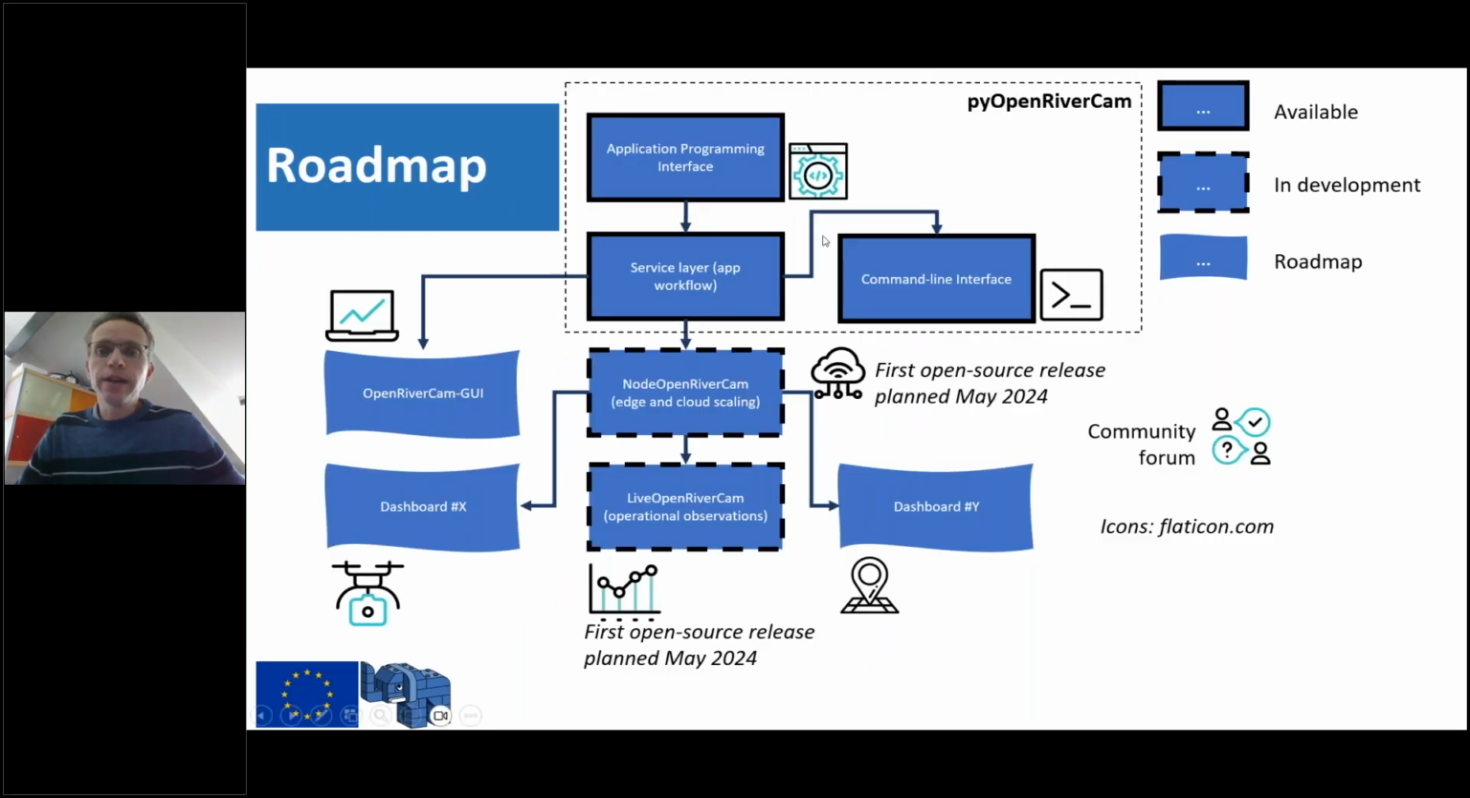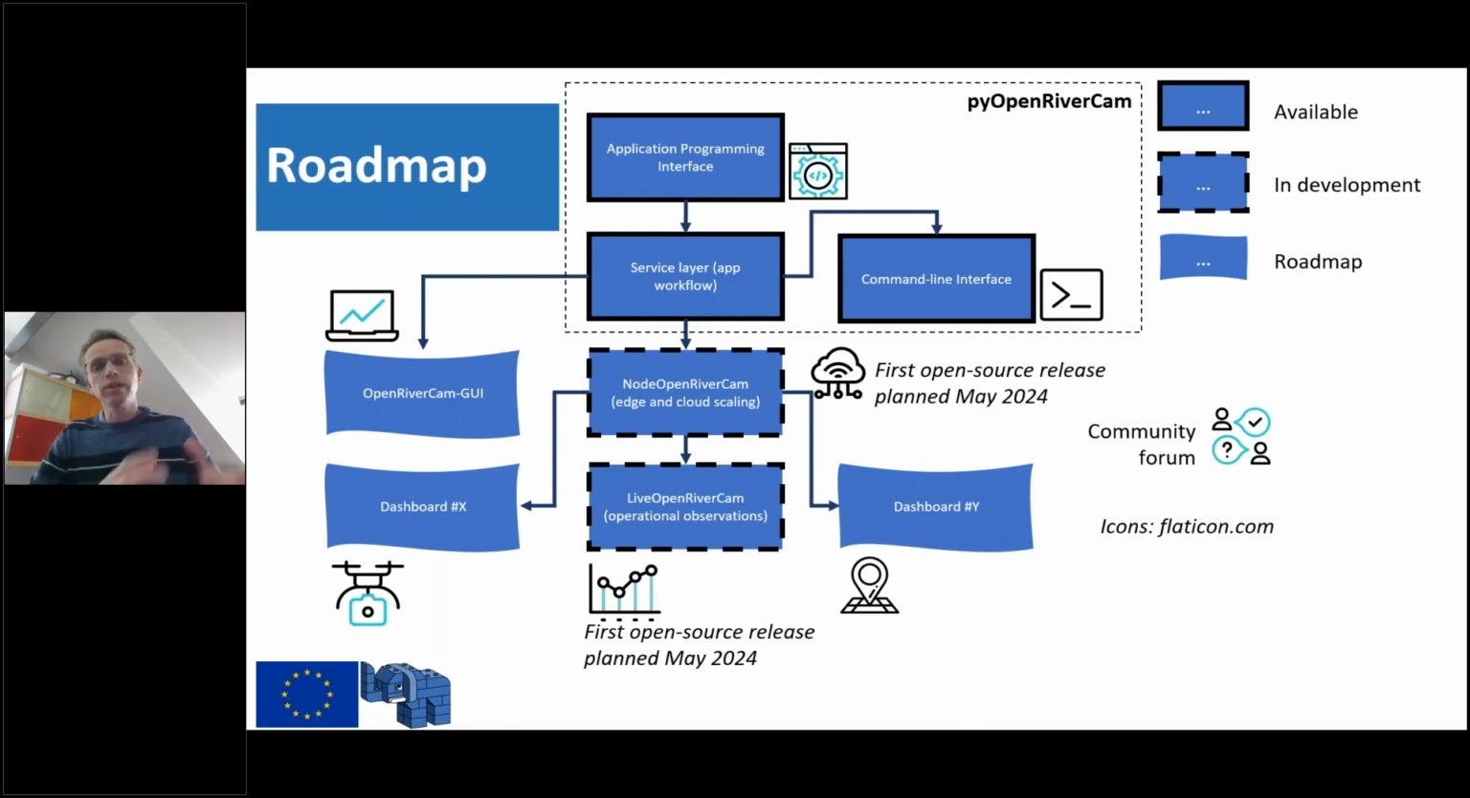What we currently have on the roadmap is a library with a command line interface. What's important is this service layer. On top of the service layer, you can start to develop a lot of stuff. You could develop a standalone graphical user interface if you want. It's quite well documented how this service layer works. What we currently have in the works, and it's going to be released in May, is Node OpenRiverCam, which allows you to do this automated processing.